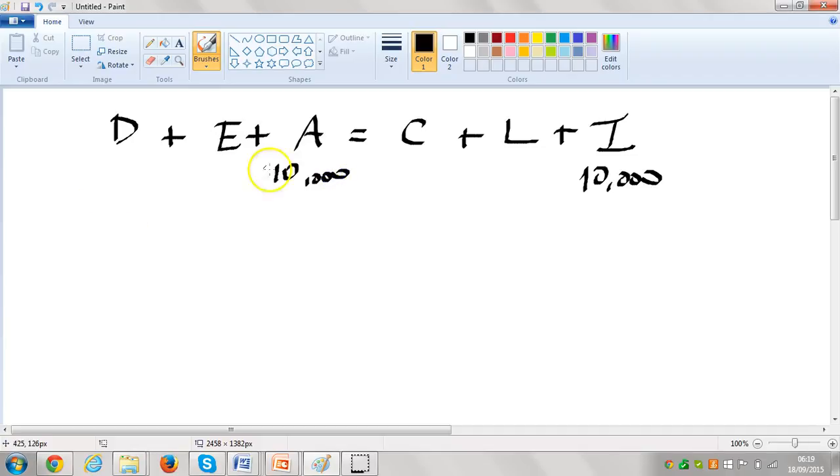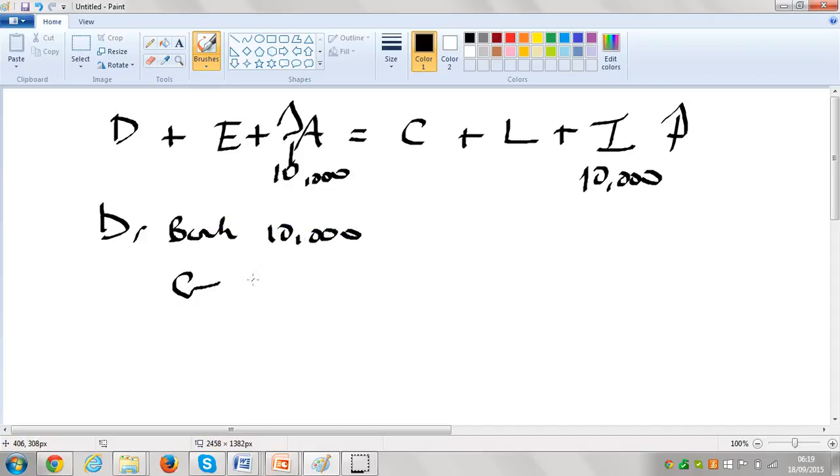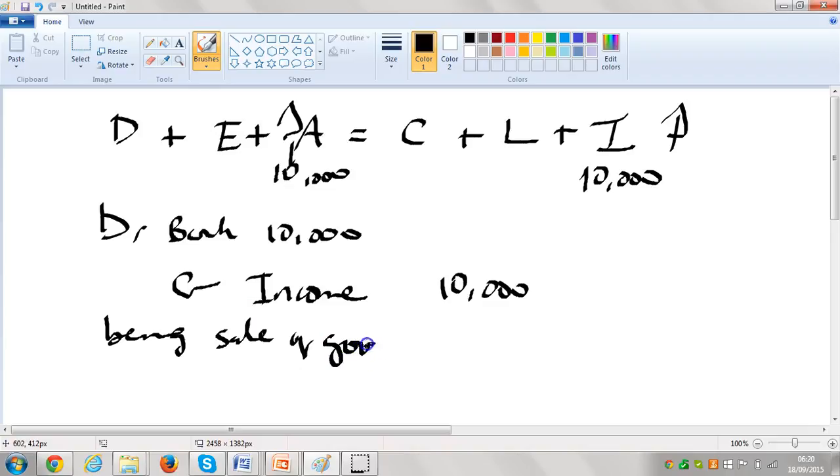So what does this mean? This has gone up, and this has also gone up. So what do we do? Well, we debit bank 10,000. We always write our debits first, by the way, and credit income 10,000, being, if you like, sale of goods and income received.